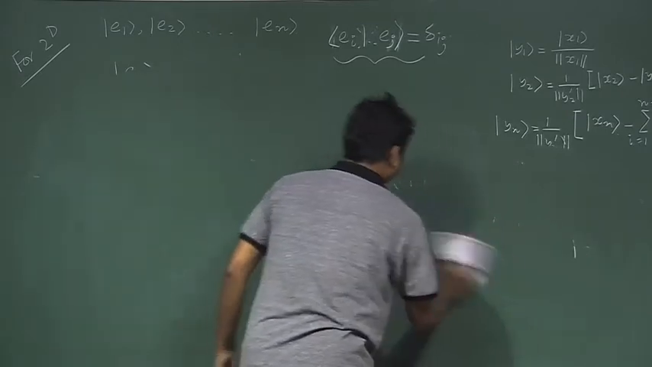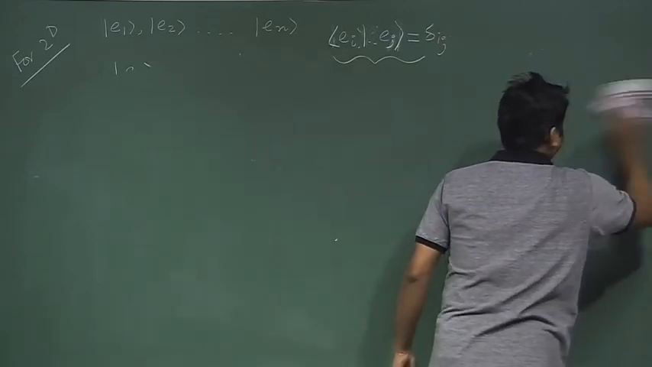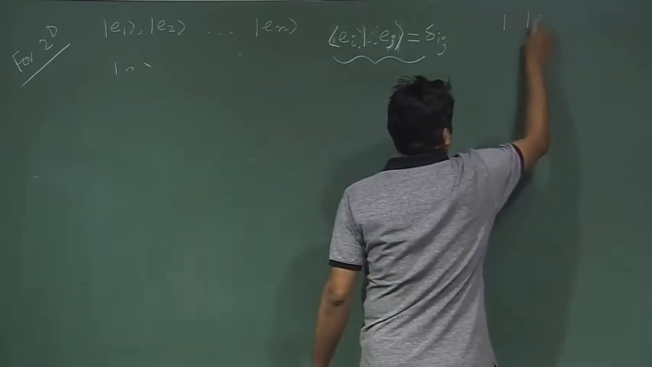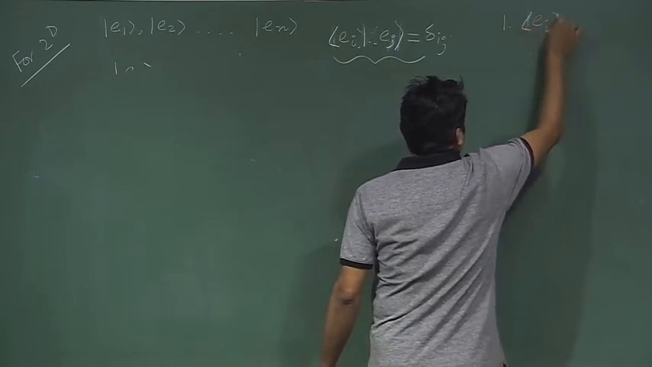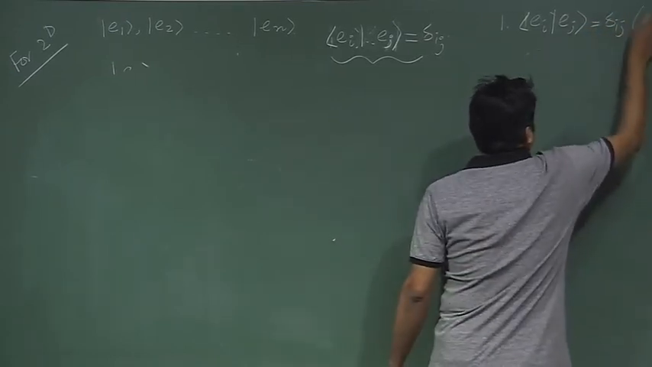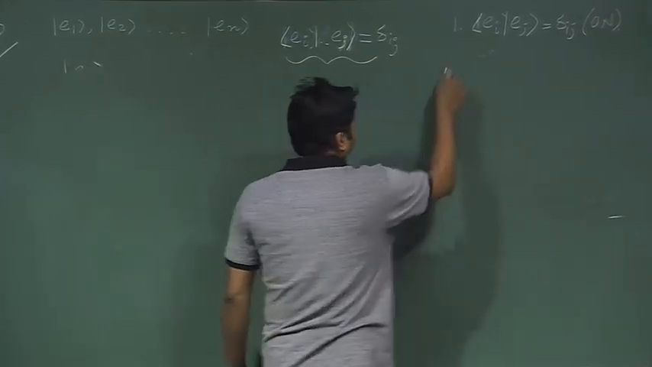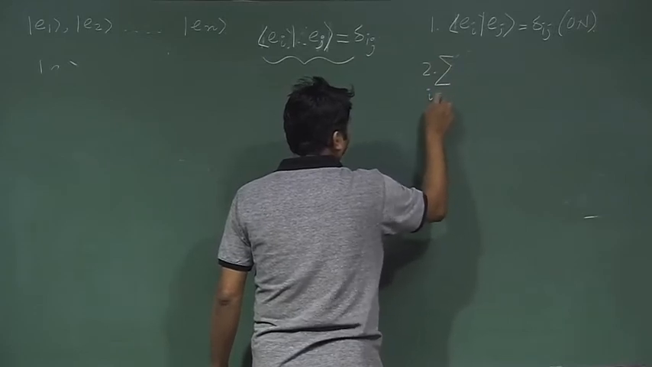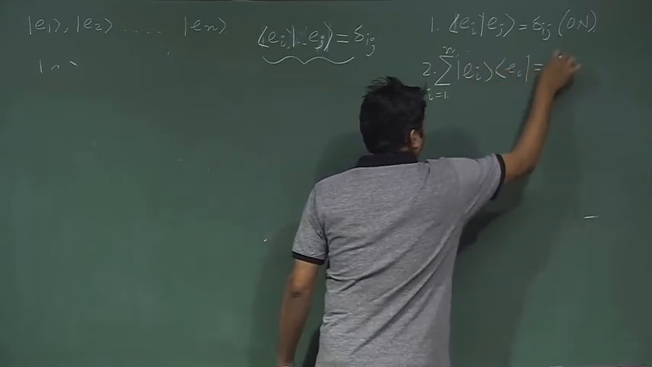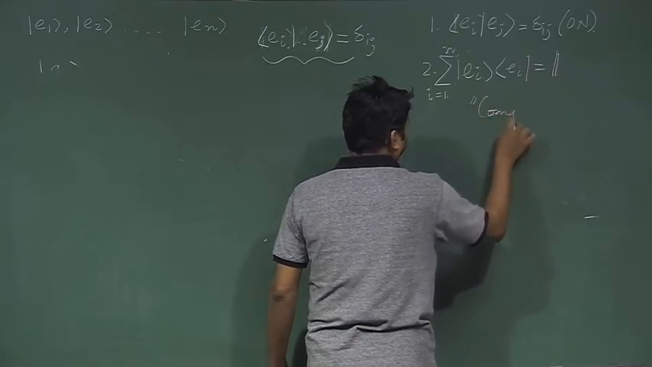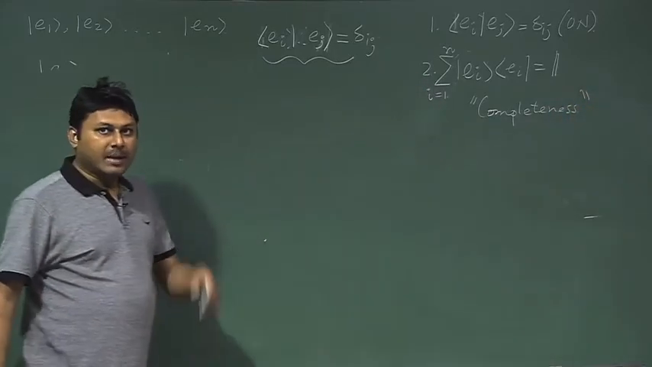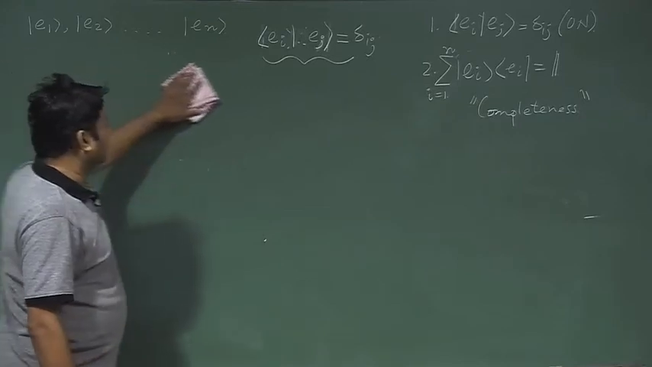So let me write down the properties the basis E has. So far we have two properties. One is E_i inner E_j is delta ij, which is called the orthonormal property, I write ON. The second property that I have is called completeness. Apart from these two, there is another important property that this basis also holds.